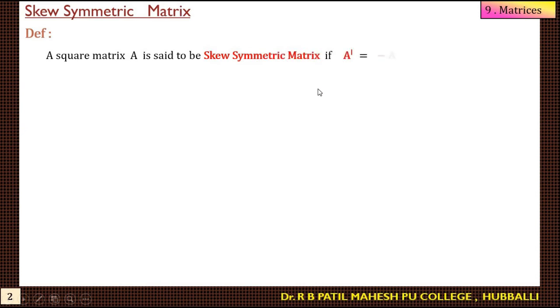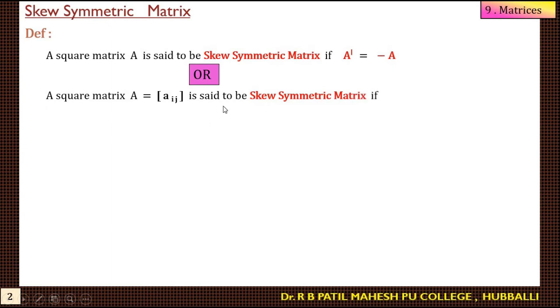Now the definition of skew symmetric matrix. Definition: a square matrix A is said to be a skew symmetric matrix if A dash is equal to minus A. That means when you find the transpose matrix, if that matrix is equal to minus A matrix, then it is called a skew symmetric matrix. So another definition: a square matrix A equal to matrix Aij is said to be skew symmetric if Aij is equal to minus Aji.